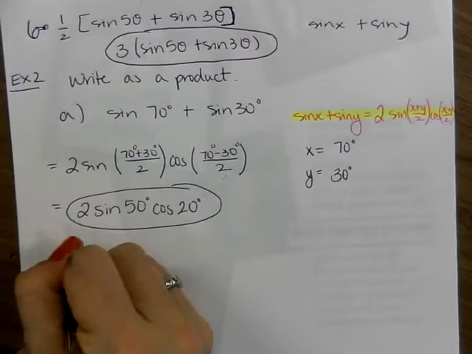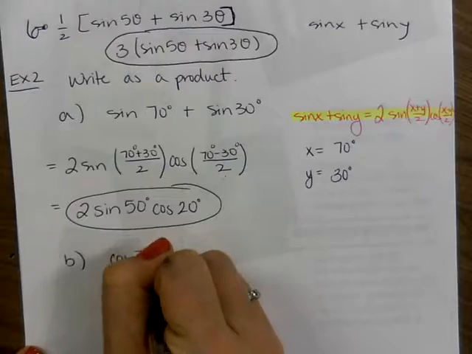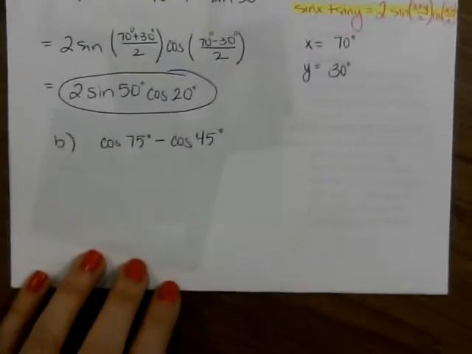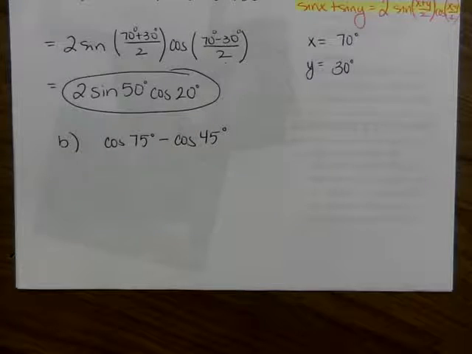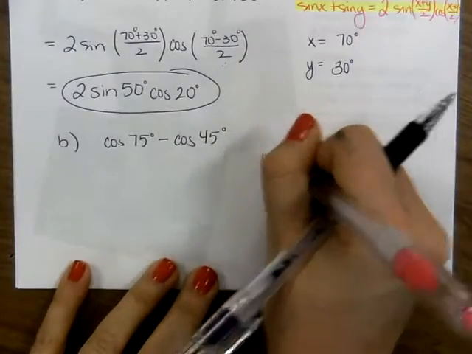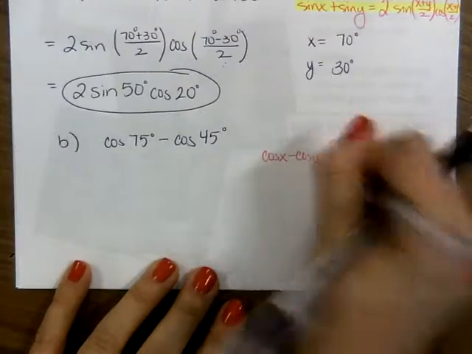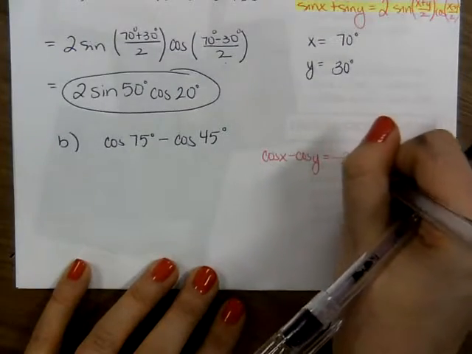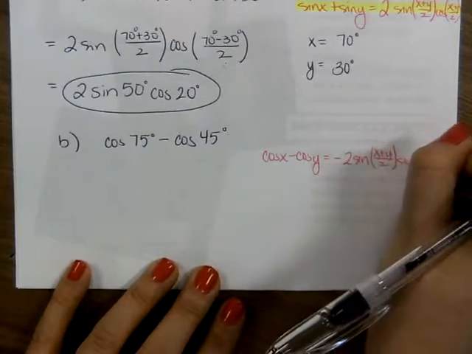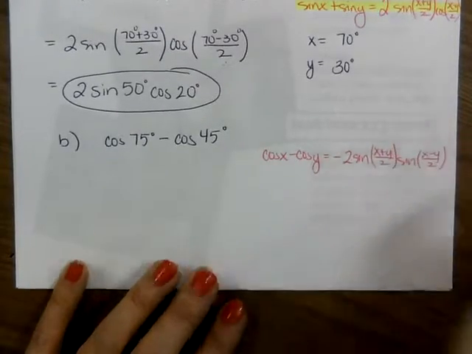Okay, let's try this one. The cosine of 75 degrees minus the cosine of 45 degrees. Okay, so look on your formula sheet. Remember they told us to write it as a product, so we know we have a difference here and we're going to a product. So everybody see the cosine x minus cosine y formula? So we should be using negative 2 sine of (x plus y) divided by 2 and the sine of (x minus y) divided by 2.